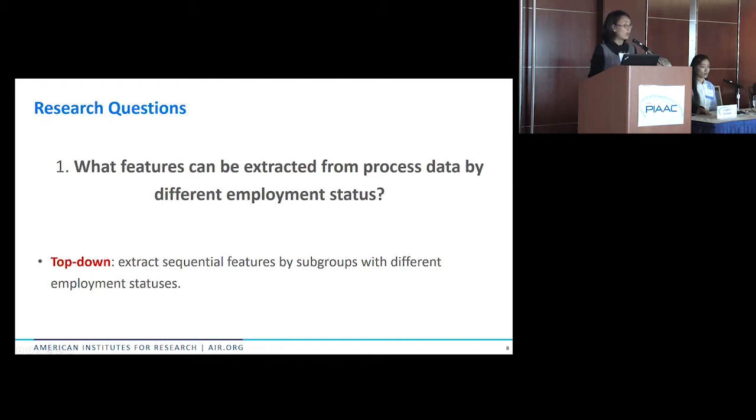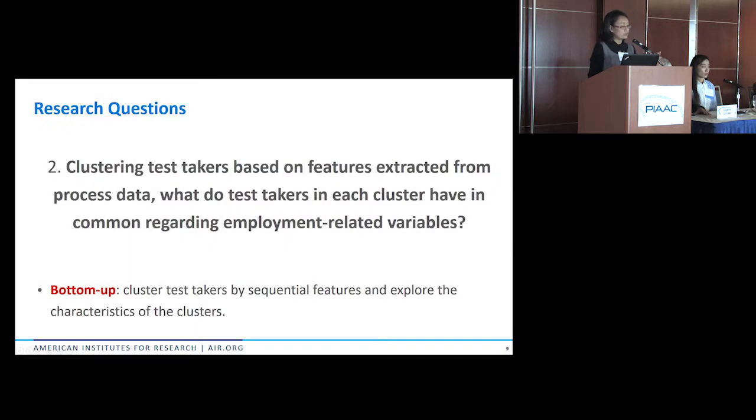It's a kind of top-down approach because we extract the sequential features by subgroups with different employment status. And for the second research question, we want to do the cluster analysis, clustering test takers based on features extracted from process data. What do they, in each cluster, have in common from their employment-related variables? So that will be a bottom-up approach.